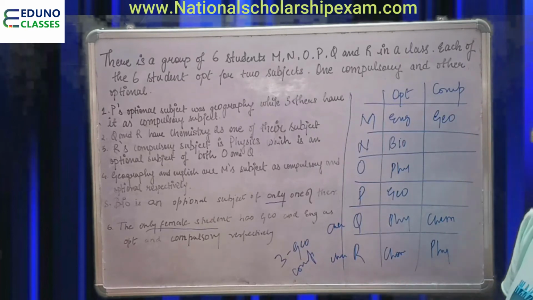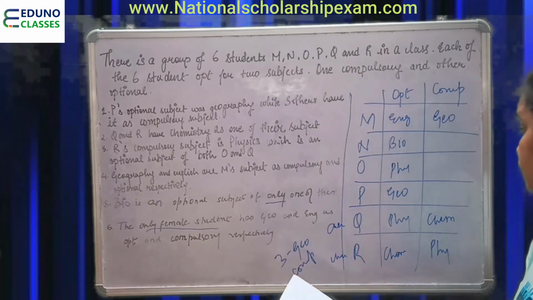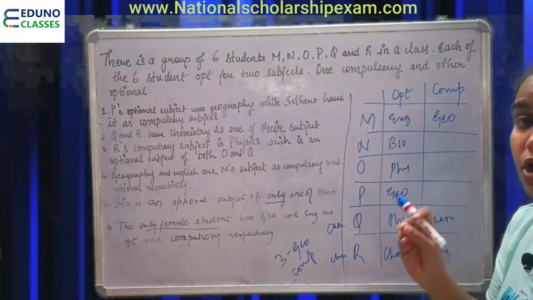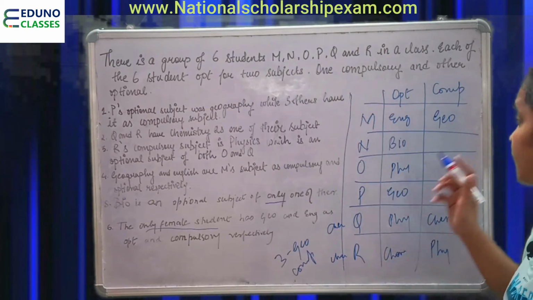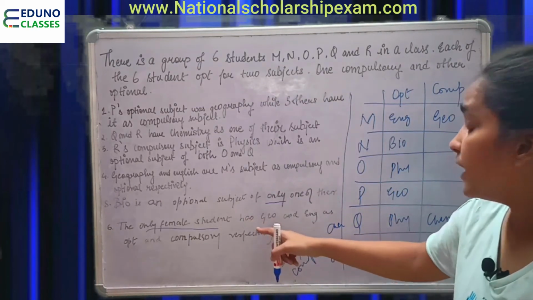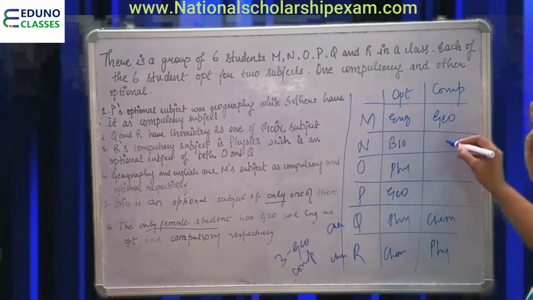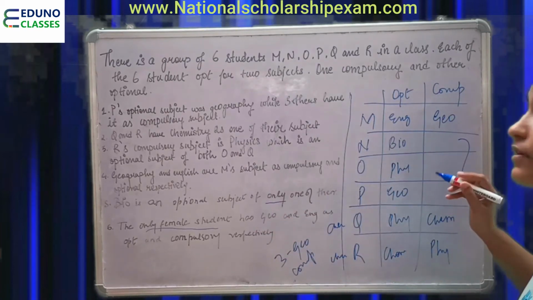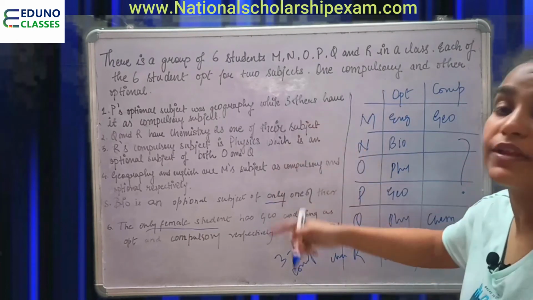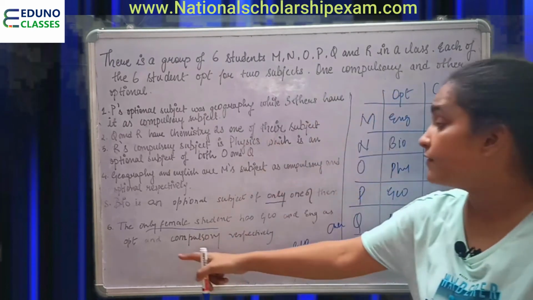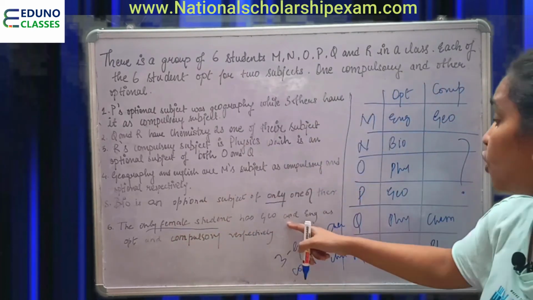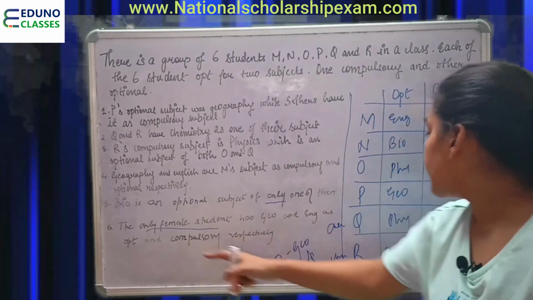Then it goes on to say the only female student has geography and English as optional and compulsory subject. But before we go on to this, according to this question, we need to solve it first. So it says we have to fill these columns, and these 3 columns are left. How to fill these 3 columns out of the hint given?